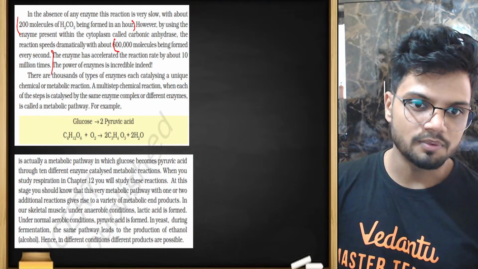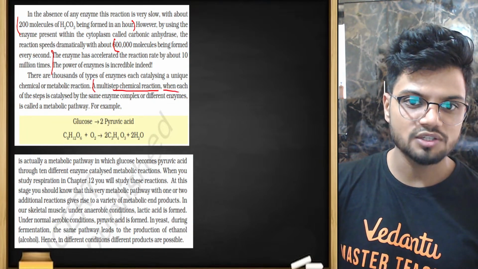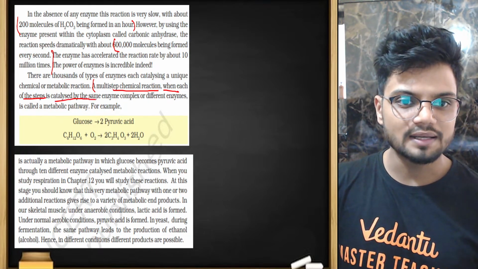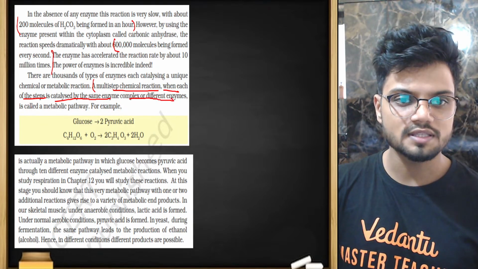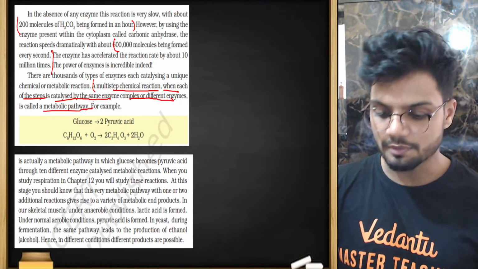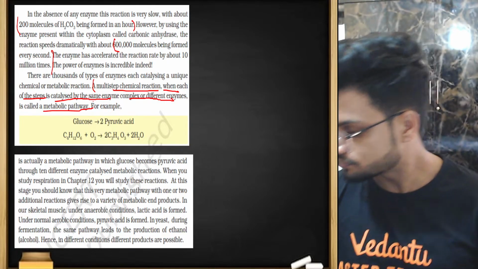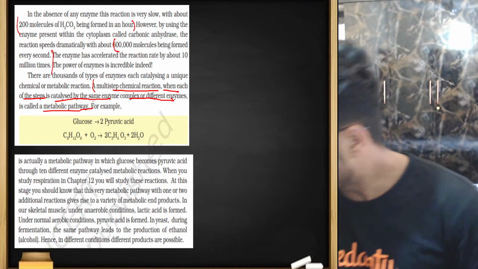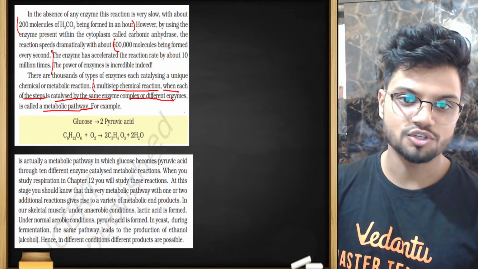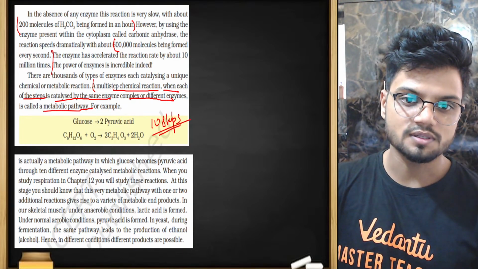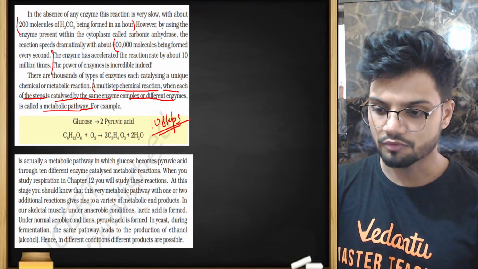A multi-step chemical reaction, when each of the steps is catalyzed by the same enzyme complex or different enzymes, is a metabolic pathway. For example, students, in glycolysis, we have totally 10 steps, right? You have 10 steps in glycolysis. Right, all of you are aware.